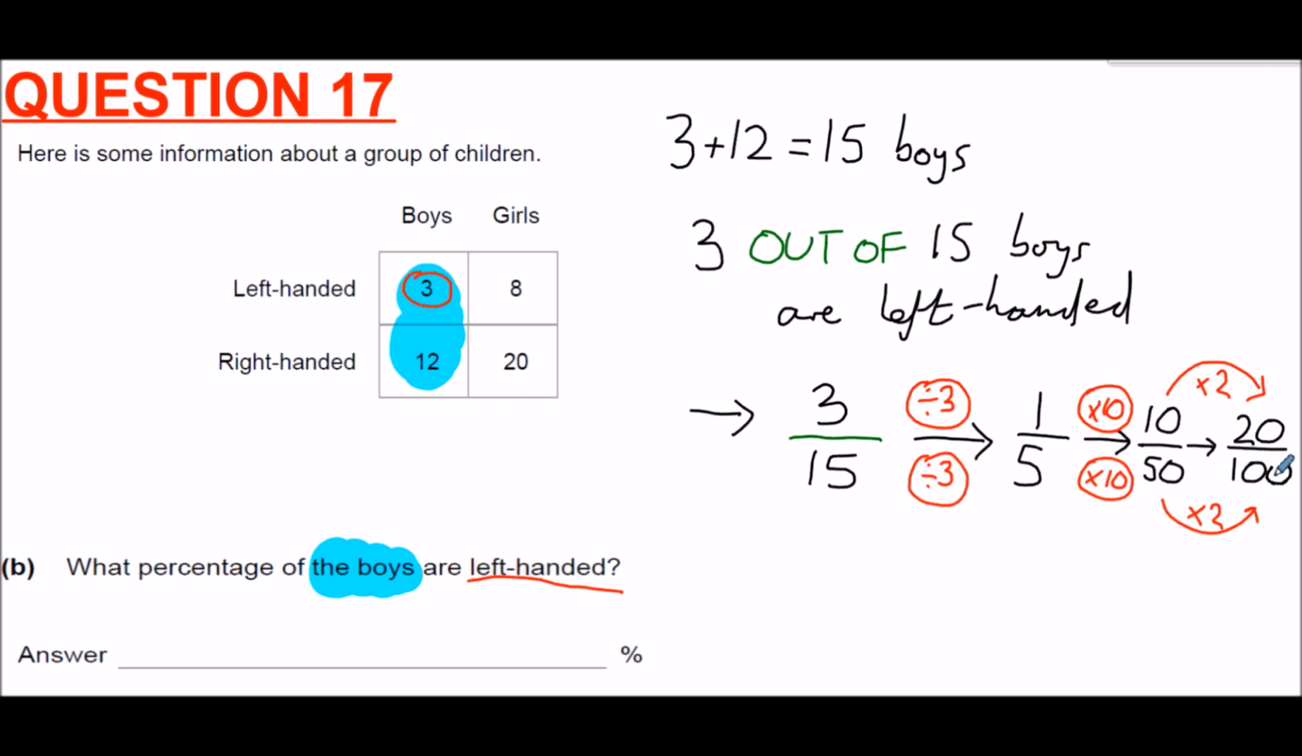So 3 out of 15 is equivalent to 20 out of 100, and 20 out of 100 by its definition means 20%. So the answer for what percentage of the boys are left-handed, that's 20% of them.